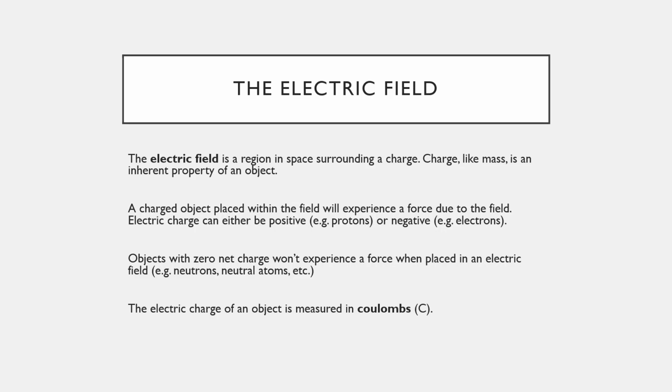Just as we said before, objects with zero net charge won't experience a force when placed in an electric field. For example, neutrons or atoms in general. Atoms generally have a neutral charge because the number of protons equals the number of electrons and the charges balance out. You might remember from year 11 that electric charge is measured in coulombs, and we give that the symbol capital C, just like mass is measured in kilograms. But we're talking about charge though, so forget about mass for now. We're always talking about charge when we deal with electric fields.